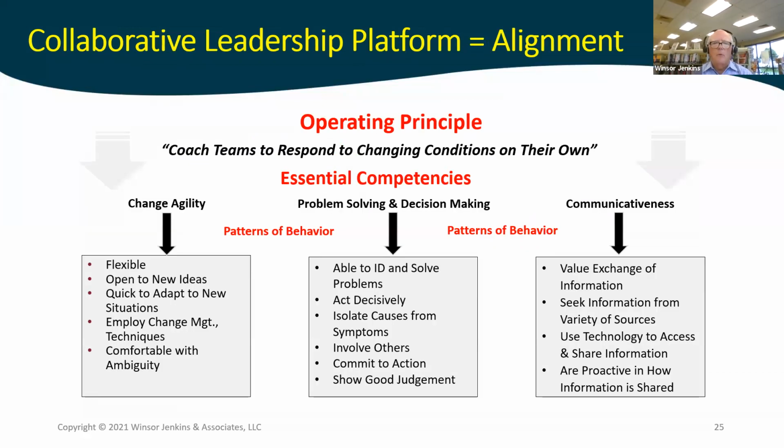So when you put this together in a little more detail, you end up with, again, an operating principle. And this one is coach teams to respond to changing conditions on their own. You have 3 essential competencies: change agility, problem solving, decision making, and communications, or communicativeness, as my friend Bruce likes to describe it. Then you have patterns of behavior associated with each of the competencies. And this is the nitty gritty, if you will, in terms of what needs to be applied on the front line as people work together to collaborate. So this is a way to align the principle, the competencies, and the behaviors together. And that's pretty much how that platform functions.